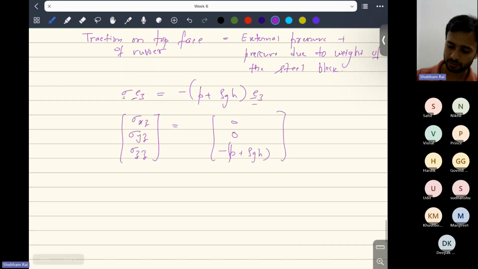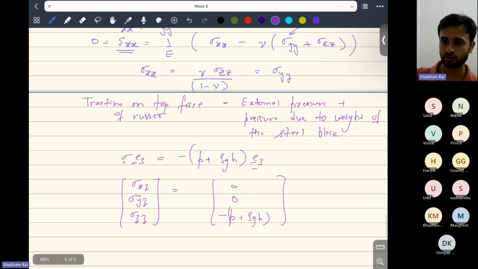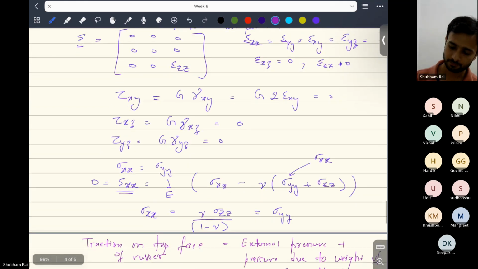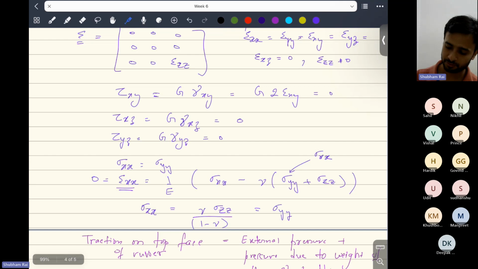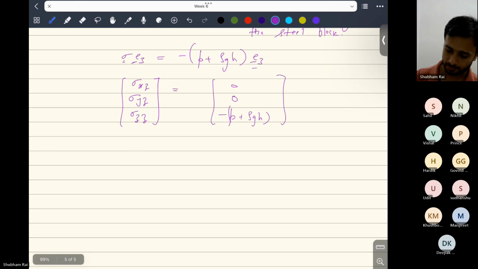From here, you can conclude that, and we had derived also that sigma xz, sigma yz are 0 on top face. Because we had derived that this will be 0 everywhere, so it will be 0 at top face also. And here we have only sigma zz present. Sigma zz equals minus P plus rho GH. Okay.